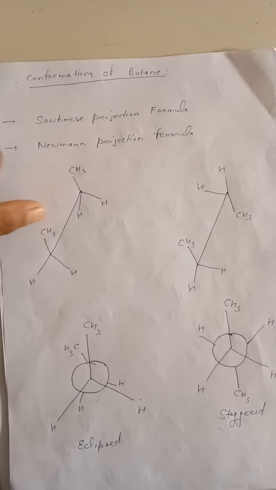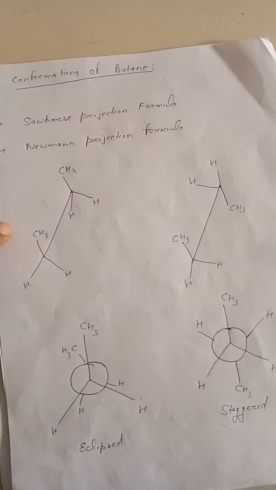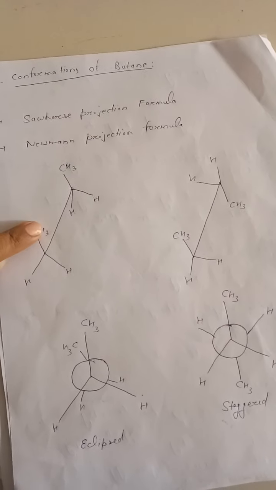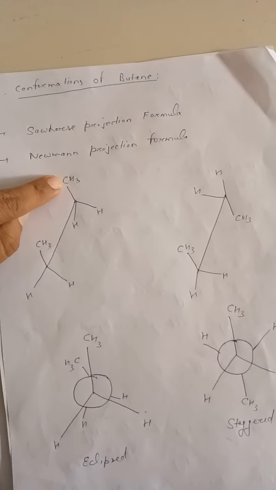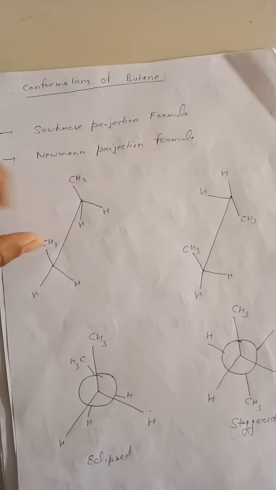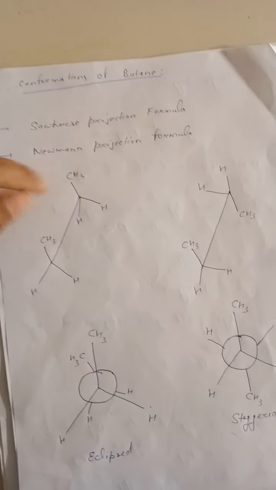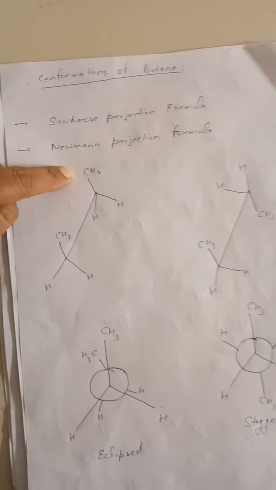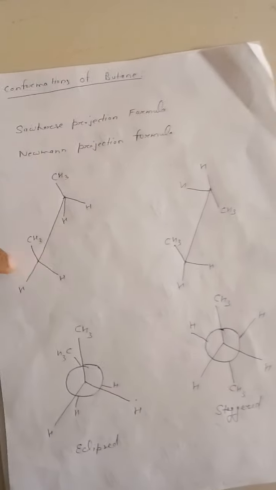In this structure, in the given diagram, the CH3 in this position will eclipse the CH3 on the back carbon. Means the front carbon is completely covering the arrangement of atoms on the back carbon. This is the eclipsed conformation.